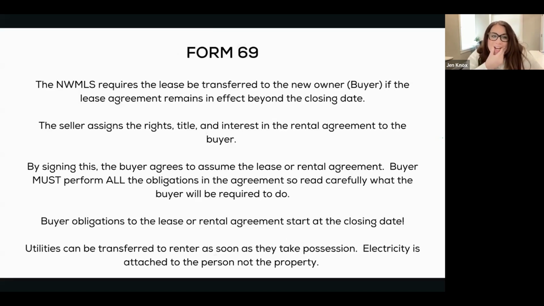The Form 69, the Northwest MLS requires that the lease be transferred to the new owner, which is the buyer, if the lease agreement remains in effect beyond the closing date. So the seller assigns their rights, title, and interest in the rental agreement to the buyer. And by signing this Form 69, the buyer agrees to assume the lease or rental agreement that's in place. This means that you also need to have had the chance to review this. So when your buyer signs it, they know what they're signing.